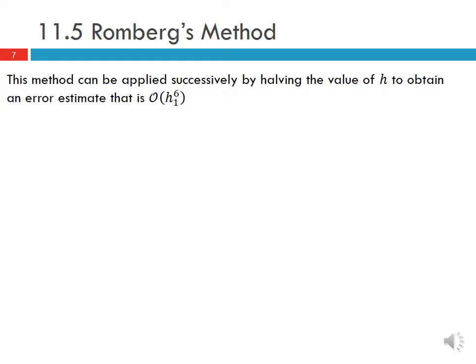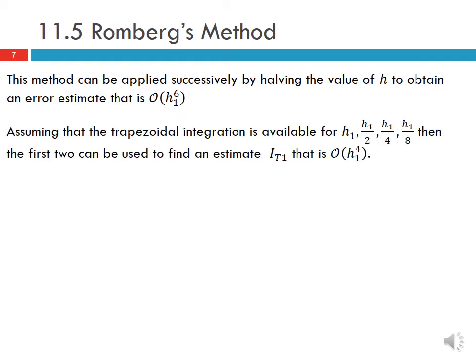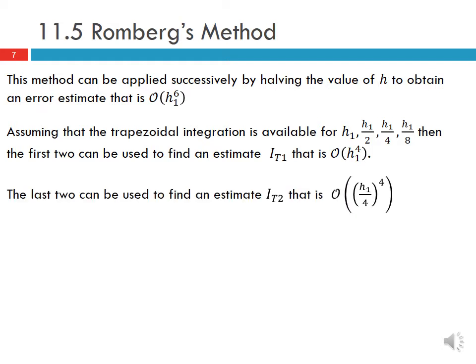And this method can be applied successively by halving the value of h to obtain an error estimate that is h to the power 6. So if we assume that the trapezoidal integration is available for all of these step sizes, h over 2, h over 4, and h over 8, then the first two cases can be combined to find an estimate that is order h to the power 4, which we just saw. The last two can also be used to find an estimate that is also order h to the power 4, where h in this case is h1 over 4.